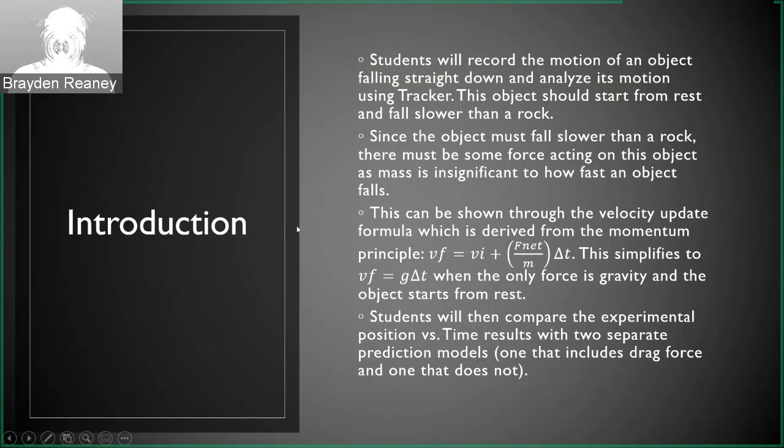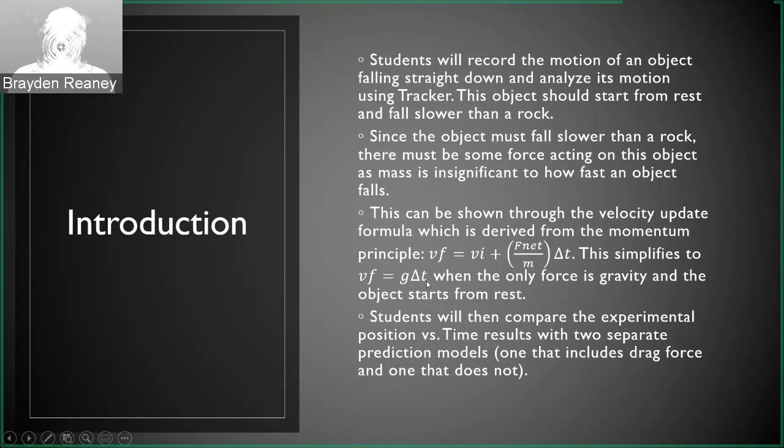It can also be shown through derivation of this velocity update formula through the momentum principle, as seen here. And this can be simplified to say that the final velocity is equal to g delta t. Note that there is no mass included there. When the only force is gravity, an object starts from rest.